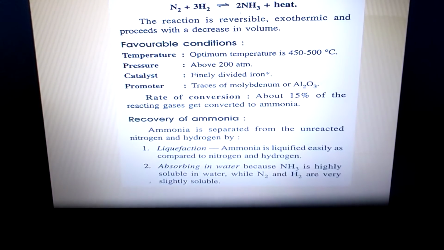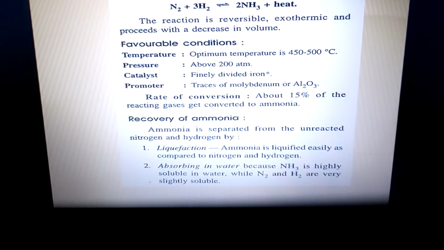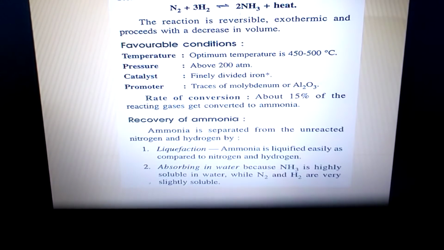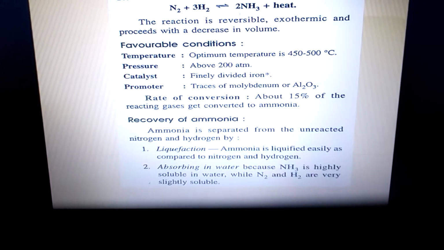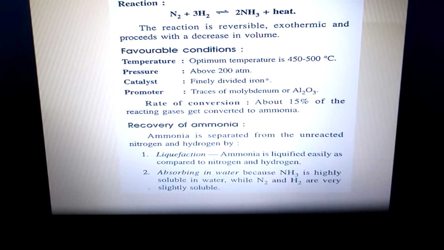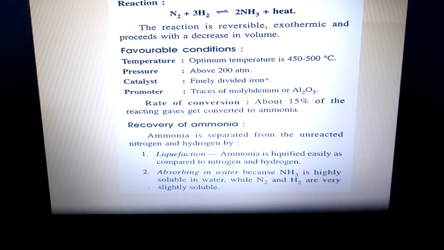What is the reason? The reason is that since it's an exothermic process, and exothermic processes are always favored at low temperature. Now, 500 degrees Celsius is a very low temperature for industrial purposes. For us at home it is a high temperature, but for industrial processes it's a low temperature. If the temperature goes beyond this, then the backward reaction would be favored, because high temperature favors endothermic reactions.